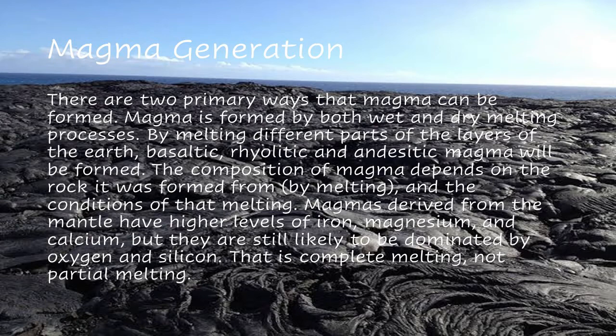Magmas derived from the mantle have higher levels of iron, magnesium, and calcium, but they are still likely to be dominated by oxygen and silicon. That is complete melting, not partial melting.